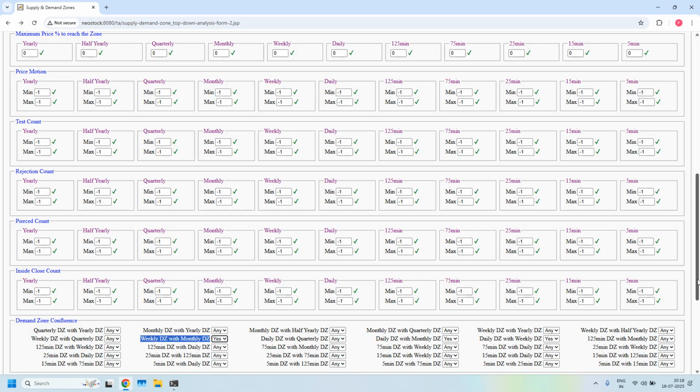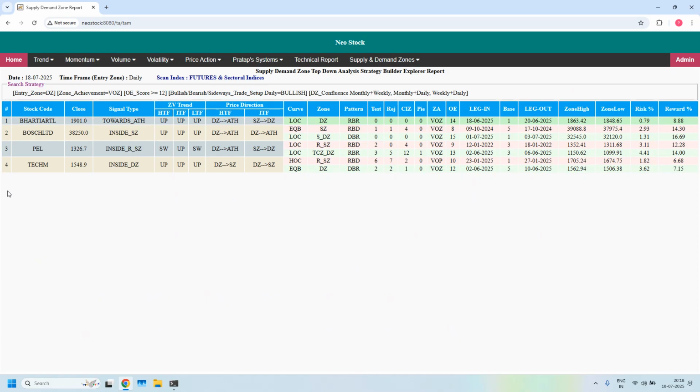With all the 3 filters, we got 4 stocks. In these 4 stocks, these daily demand zones are overlapped with the weekly demand zone, both together again overlapped with monthly demand zone.